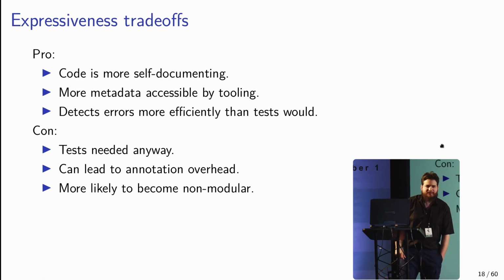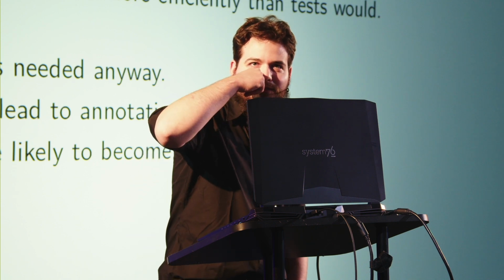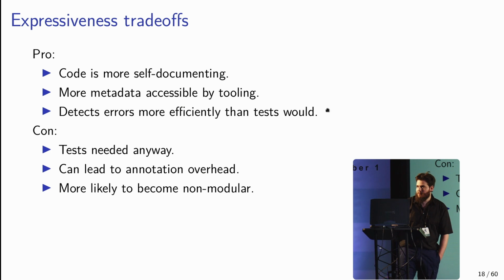For example, expressive type systems are nice because your code is self-documenting, the compiler may even check it to some extent, metadata is accessible by tooling with standard meanings, and it detects errors more efficiently than tests would. Probably a lot of you have had the experience where you wrote a script in Python, ran it for like 5 minutes, and then in the end it crashed while printing the result because you got some formatting things wrong. That's something that types help you with. They won't even let you run the code. But you probably still need tests unless your type system is maximally expressive.